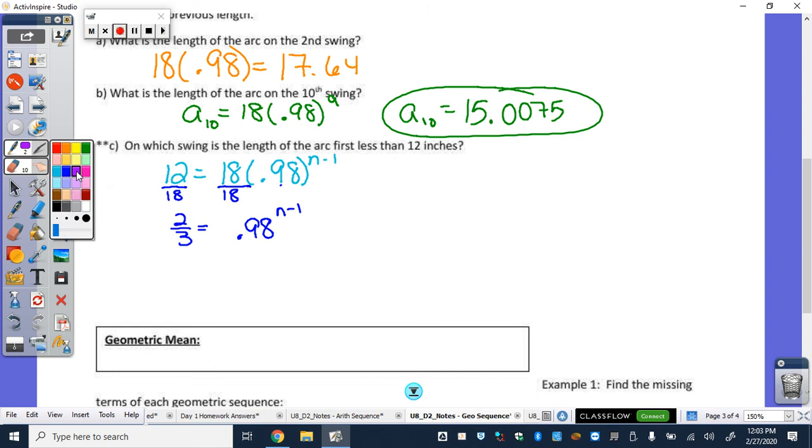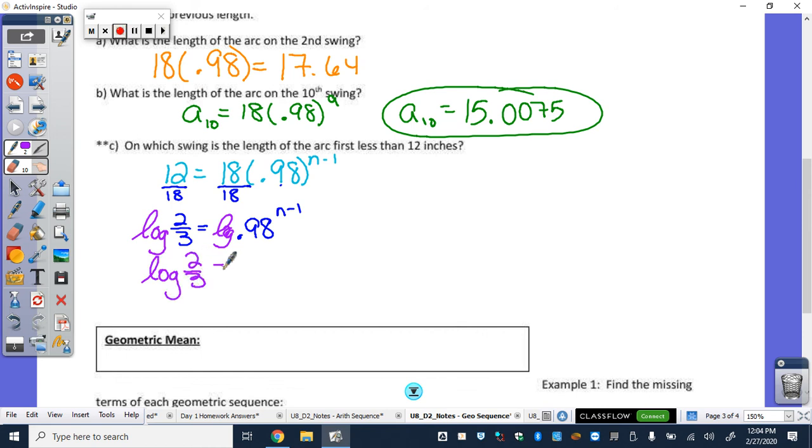12 over 18 reduced to 2/3. Now what do we use to get something out of an exponent? Logs. They don't go away. So we have to take the log of both sides. So log of 2/3 equals n minus 1 times the log of 0.98.